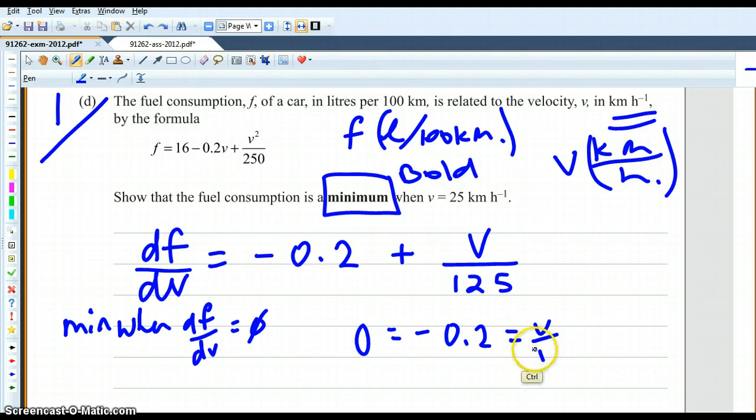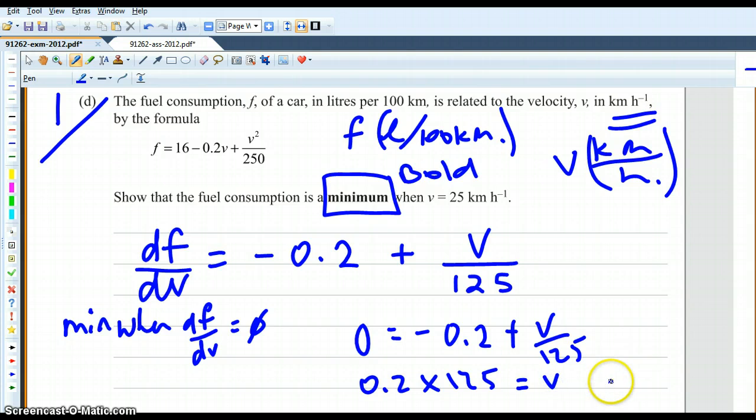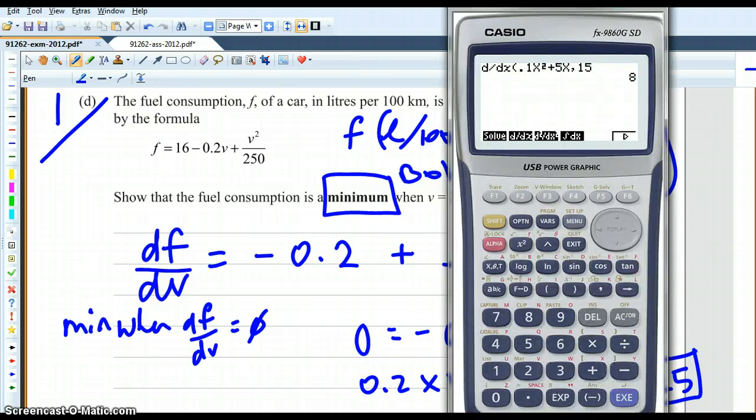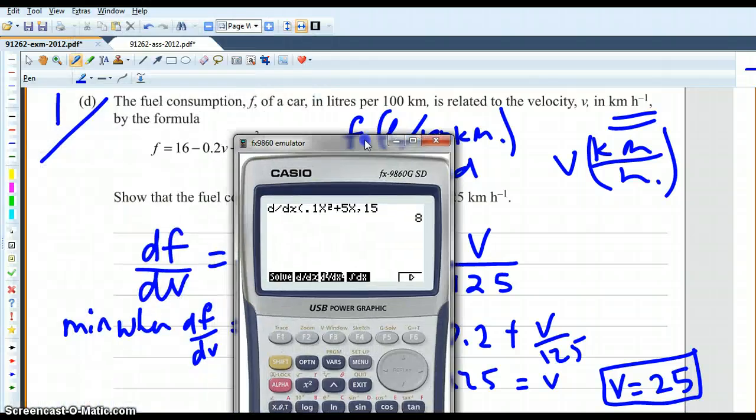So 0 equals that. Let's get that right: v over 125. So 0 equals that. Okay, so 0.2, bringing this to that side, times 125 is going to equal v. So my velocity is going to equal, if I double it, I get 250, and then I need to divide by 10. So I think I've got a velocity of 25. I'm prone to making mistakes, let's not beat around the bush, so I need the belts and braces kind of idea here.